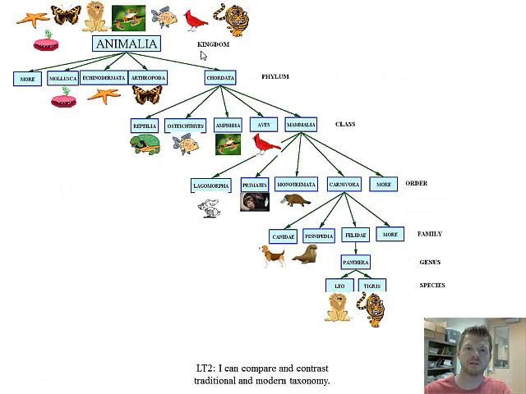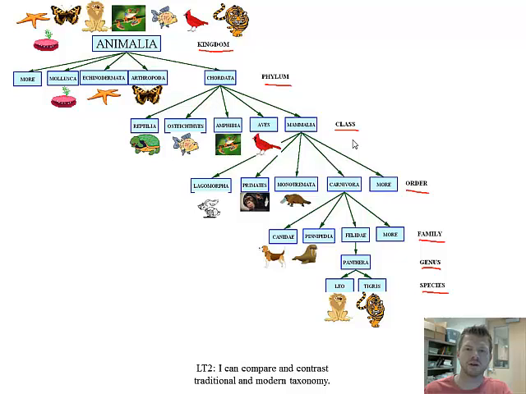Here are his 7 levels. The most broad category would be kingdom. Then we move down the line: phylum, class, order, family, genus, finally species.